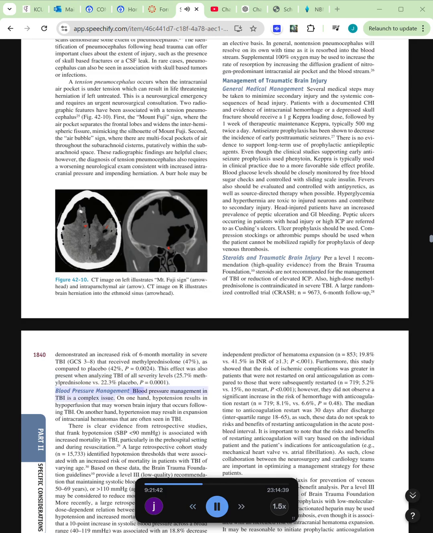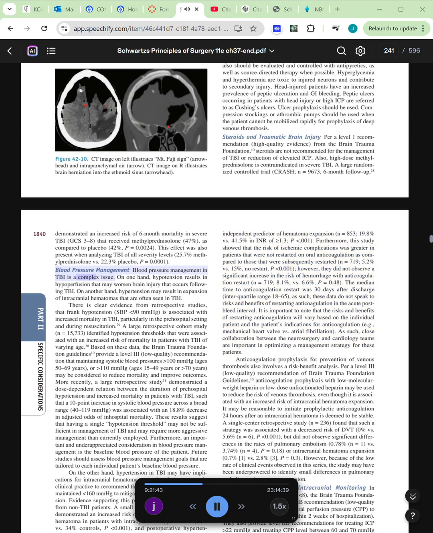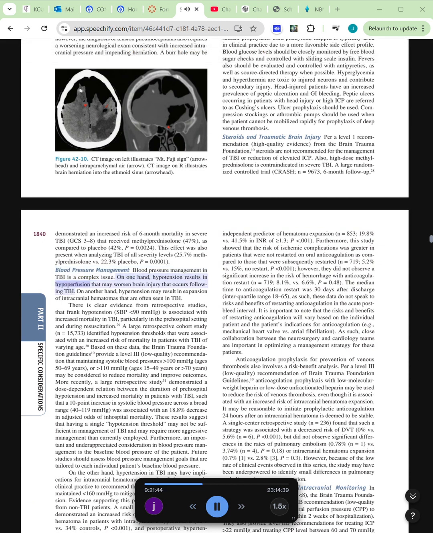Blood pressure management in TBI is a complex issue. On one hand, hypotension results in hypoperfusion that may worsen the brain injury that occurs following TBI. On the other hand, hypertension may result in expansion of intracranial hematomas that are often seen in TBI. There is clear evidence from retrospective studies that frank hypotension, SBP less than 90 mmHg, is associated with increased mortality in TBI, particularly in the pre-hospital setting and during resuscitation.